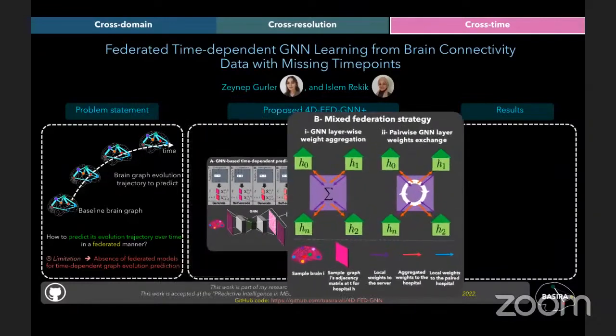Here, who knows what federated learning is? Okay, very few. Okay.